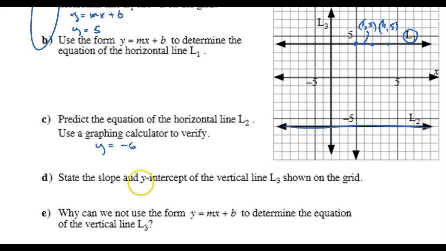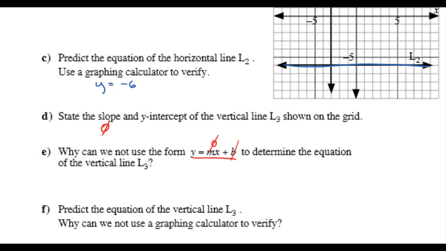The slope and the y-intercept of line 3, I'll do it in red here. Well, the slope is undefined. I can put a 0 with a line through it. And the y-intercept, there is no y-intercept. Okay, so we're in a little bit of trouble, and it says, why can't we use the form y equals mx plus b to determine the equation? Well, because this here is undefined, and this also does not exist. So, we're in some trouble.